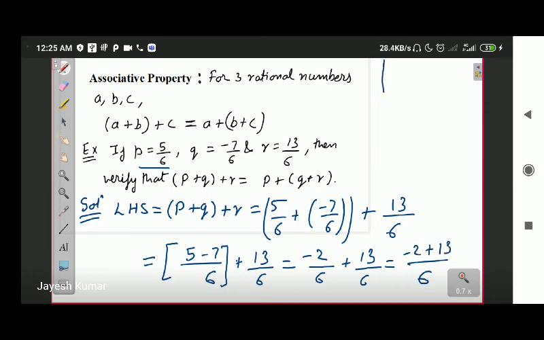I am utilizing this space now. Okay, I am writing the answer over here. Minus 2 plus 13 upon 6. This will be 11 upon 6. Okay, so the answer of your LHS is 11 upon 6. Let us move on to RHS.